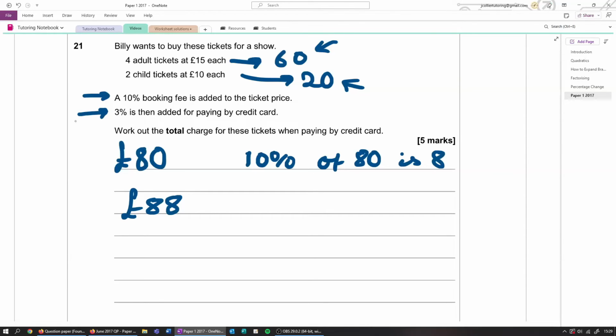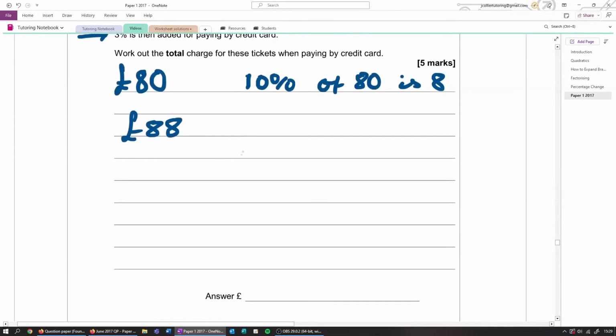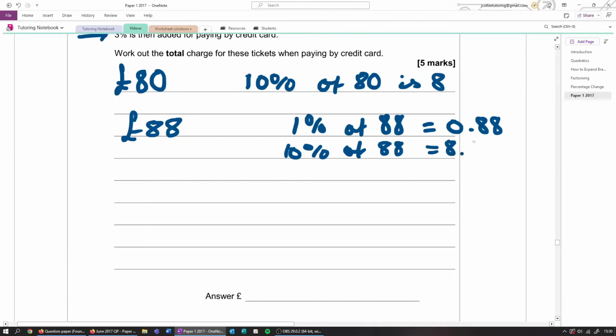It's saying 3% of 88, not of 80, is then added. So let's find 1% of 88. Well, that's going to be 88 divided by 100, which is 0.88. We know 10% of 88 would be 8.8, but we don't need this one. I was just showing you, if you aren't comfortable dividing by 100, just divide by 10 twice. This was it once, this was it again.